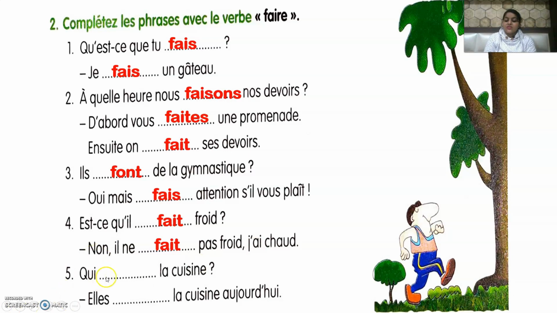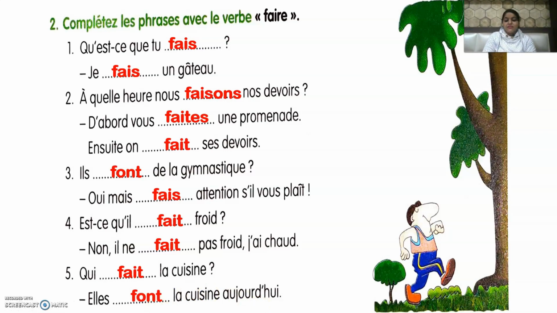Then fifth one is written: qui fait la cuisine? That means who is making the dinner, or you can say the cuisine. Then the person replies: elles font la cuisine aujourd'hui. That means they are making the dinner today. Not the dinner, you can say the meal.